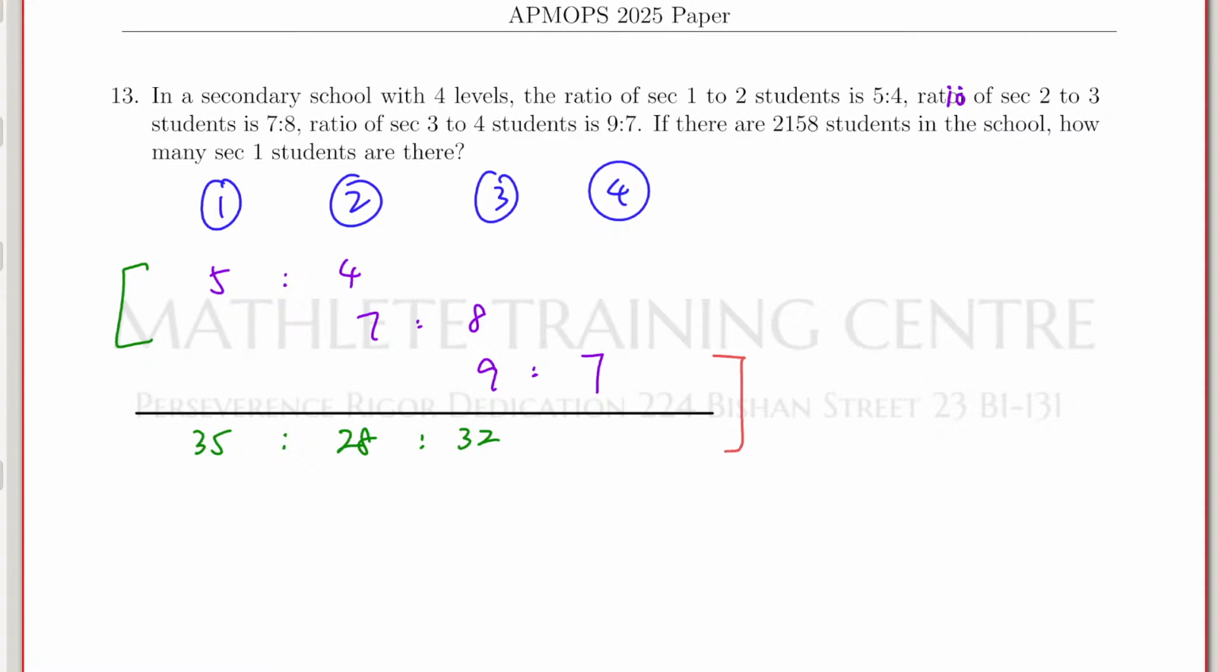Now I can combine the last two rows together. Unfortunately, the numbers are quite big. So the numbers are going to be what? This number is going to be 32 times 9. This number is going to be 32 times 7. This number is going to be 28 times 9. And then this number will be 35 times 9 for these ratios to make sense. Right now the numbers are quite big, and it's not so nice to calculate.